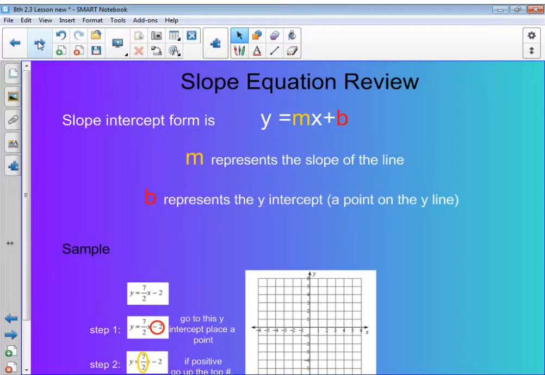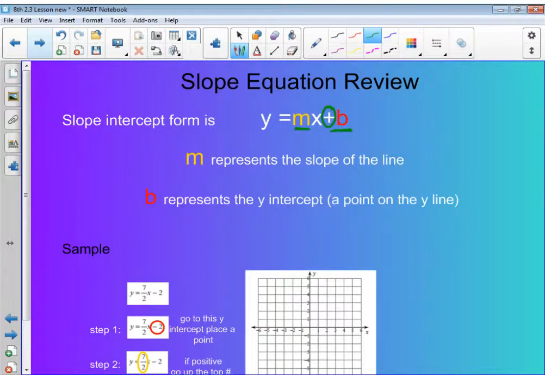Okay, so our slope equation review. First of all, our slope-intercept form is y equals mx plus b, where m is representing our slope and b is representing our y-intercept. The one thing that I do want to point out is we won't always have a plus sign here, which in my first example, you'll notice ends up being a negative.